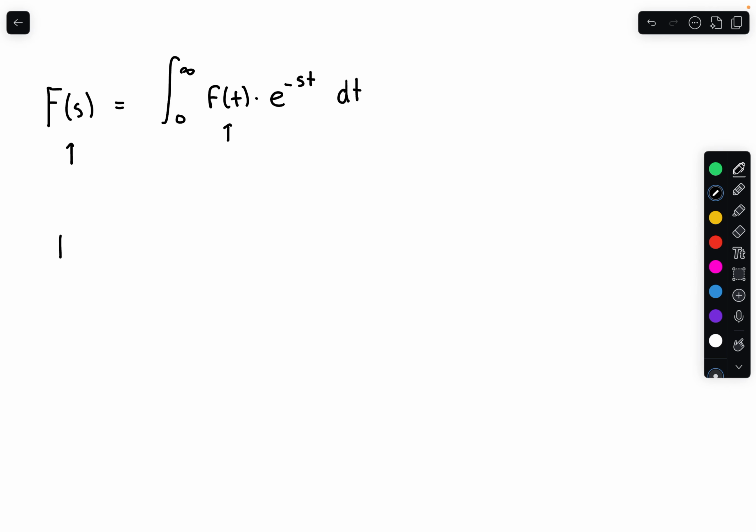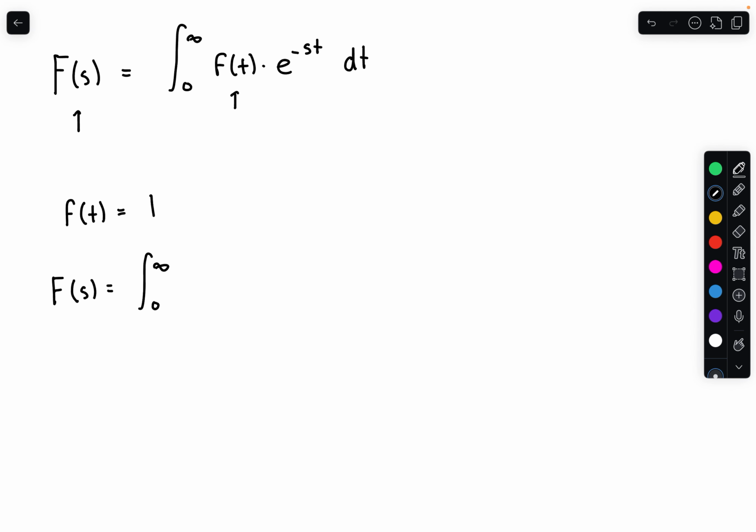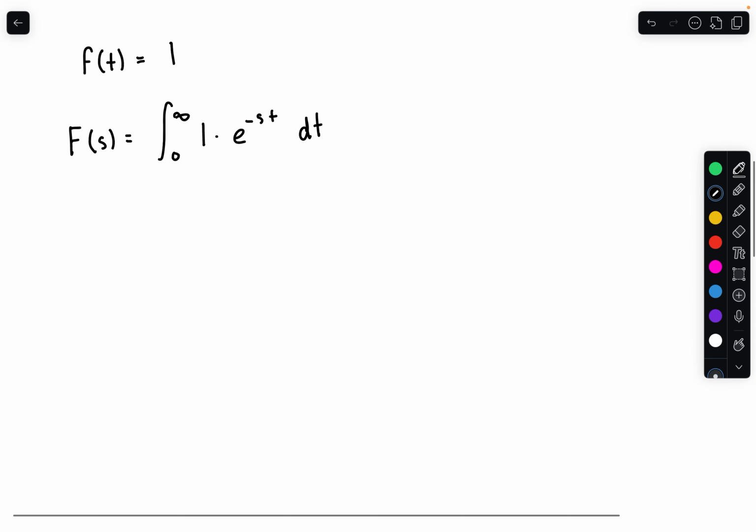I'll show you if we have f of t is equal to 1, the simplest function. All we have to do to find the Laplace transform of this is say that f of s is equal to the integral from 0 to infinity of f of t, which is 1, times e to the negative st dt. Now, if we look at this integral, we can treat it as if it's e to the negative t times some constant, because we're integrating with respect to t, and s is just a number to us.